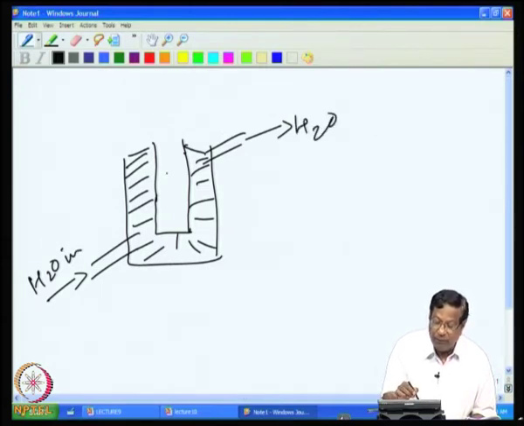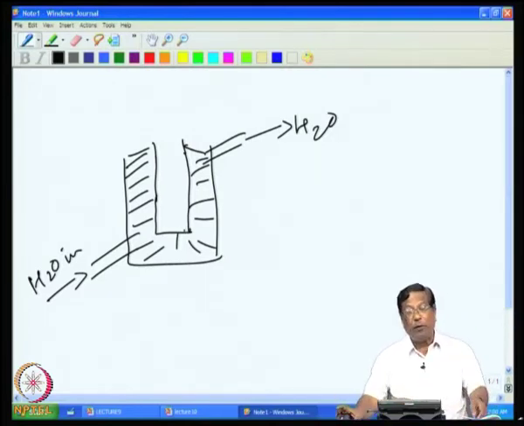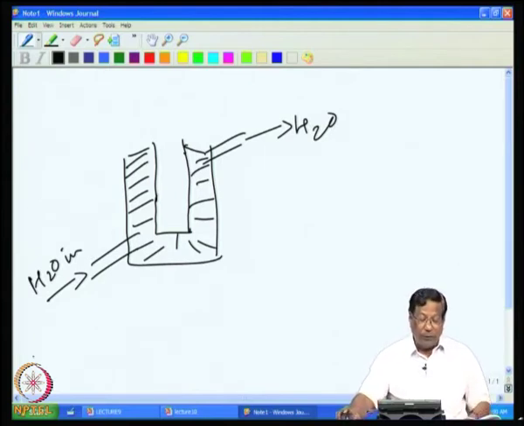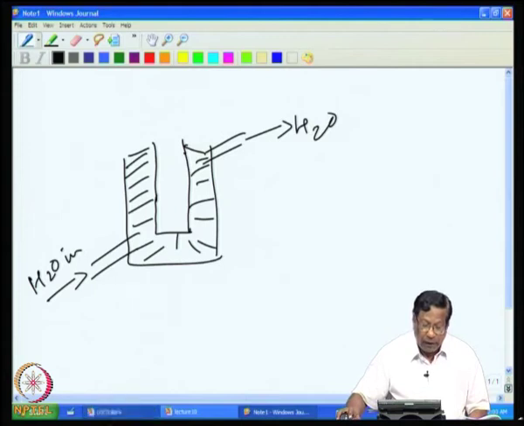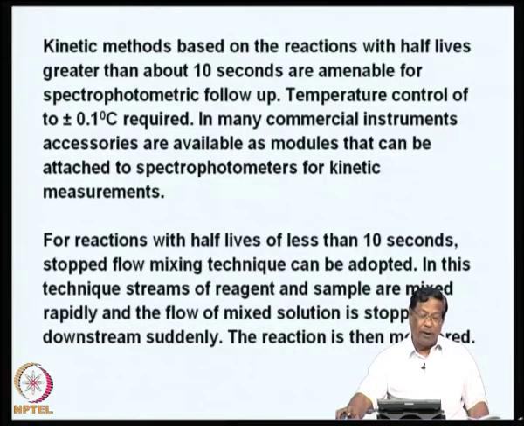And this cell is going to be inserted into the spectrophotometer. That means the temperature of the sample solution would be controlled by just passing cold water through the sample. Such modules are readily available; several manufacturers provide this kind of module, and they can be attached to the spectrophotometers for kinetic measurements. Sometimes these reactions involve a half life of less than 10 seconds.